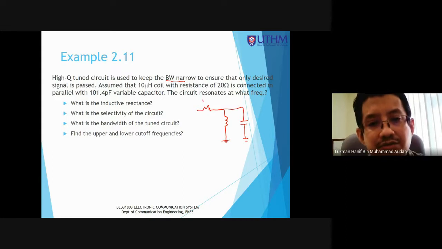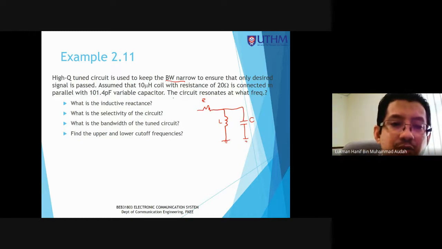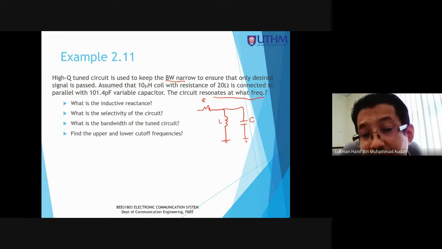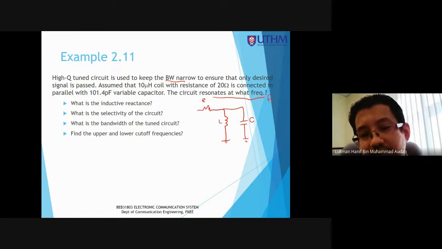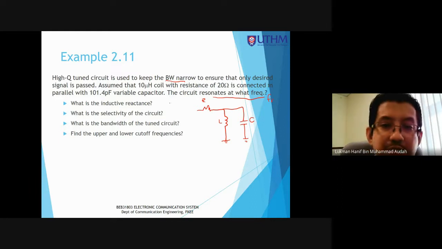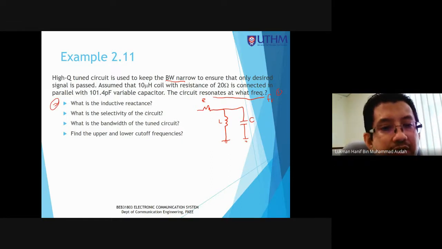Okay, so this is R, L, and C. The question asks, at what frequency is the circuit resonant? So the first question asks about FR, the resonant frequency. Question number 2 asks about inductive reactance.